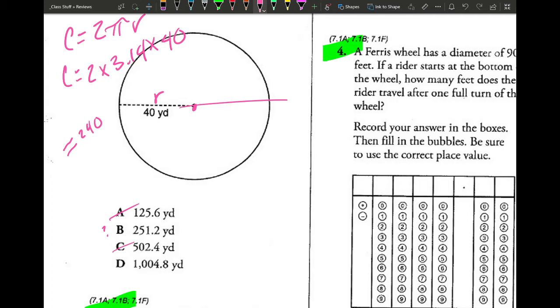So my diameter is going to be what? I mean, not my diameter. My circumference is going to be what? My circumference equals 251.2 yards.